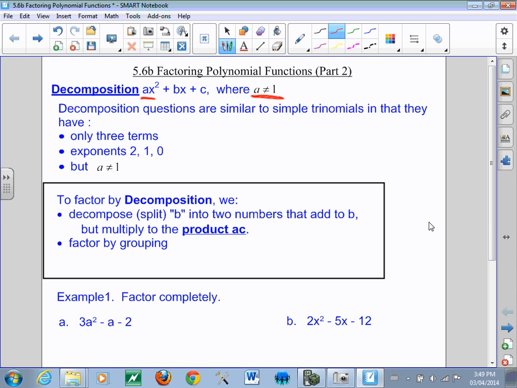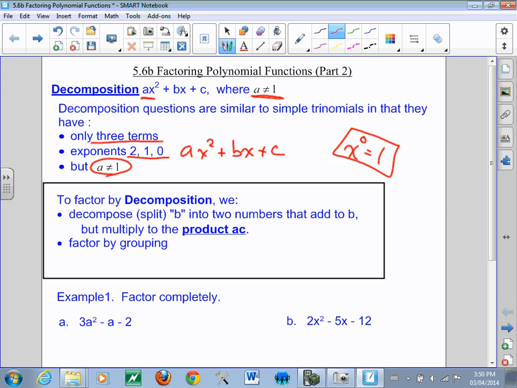What we have to remember is that decomposition is used when there are three terms in a trinomial form where the exponents are 2, 1, and 0, which means the form ax squared plus bx plus c, where c is the constant. That means its exponent is 0, because remember, x exponent 0 equals 1. Just wondering if you know that. But remember that a does not equal 1.